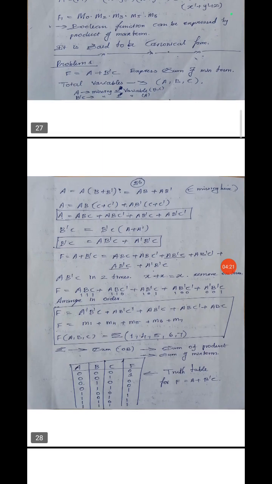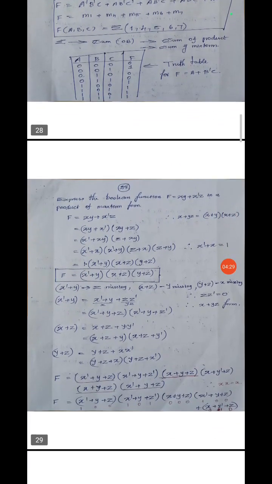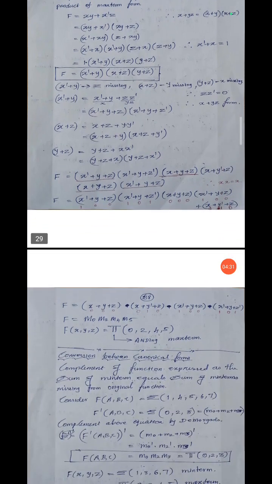So they give f equal to a plus b dash c. From that you have to find these numbers. That is the min terms. Similarly, you can find the max terms also. This way they will ask the problem. This is a max term. The pi represents max term, the sum represents min term.